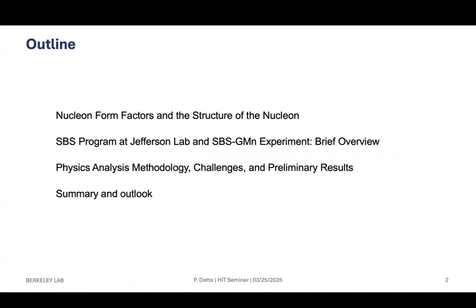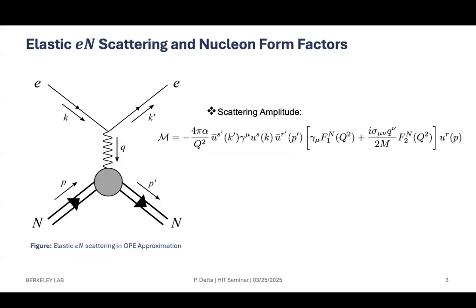I'll begin with a brief introduction to the nucleon form factors and how they relate to the structure of the nucleons. From there, I'll give a brief overview of the SBS program at Jefferson Lab, with a particular emphasis on the SBS-GMn experiment. Then I'll talk about its physics analysis methodology, underlying challenges, and finally show the preliminary results. And then I'll conclude with a brief summary and outlook.